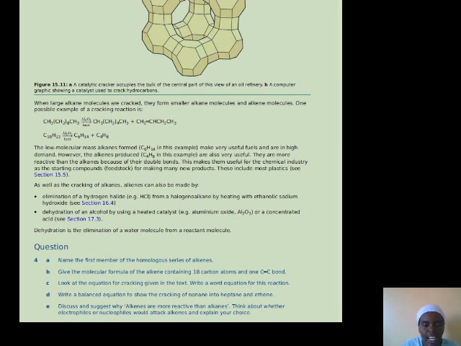Alkenes are formed through the process of cracking and through elimination of hydrogen halide, for example HCl, from a halogenoalkane by heating it with ethanolic sodium hydroxide. They can also be formed by dehydration of an alcohol using a catalyst such as aluminium oxide, or in the presence of a concentrated acid, for example sulfuric acid. Dehydration is basically the elimination of a water molecule from a compound so that you form another molecule. So alkenes are formed in that way.